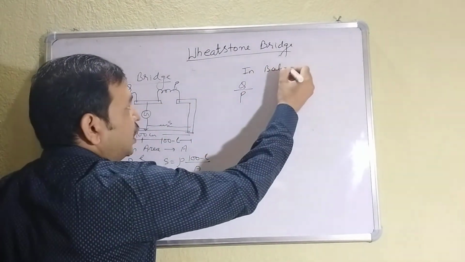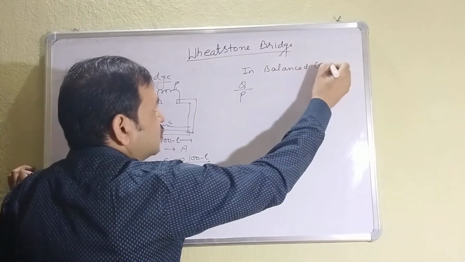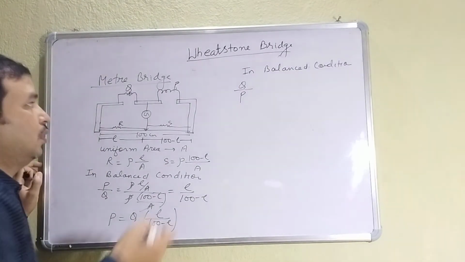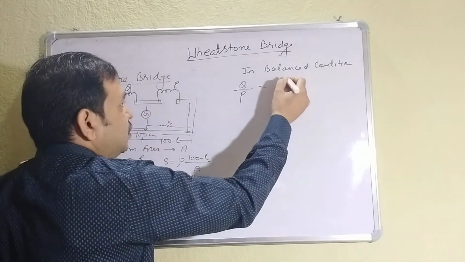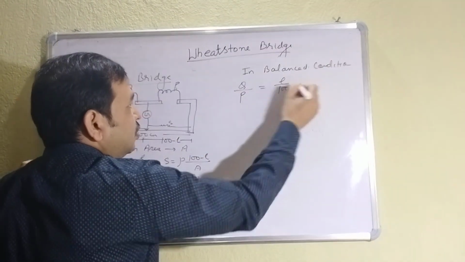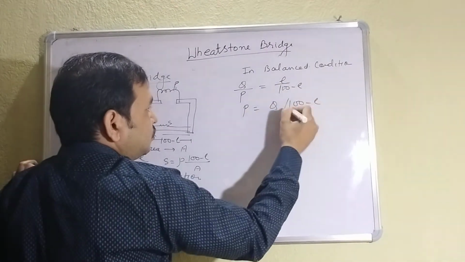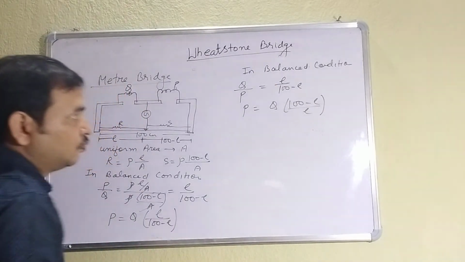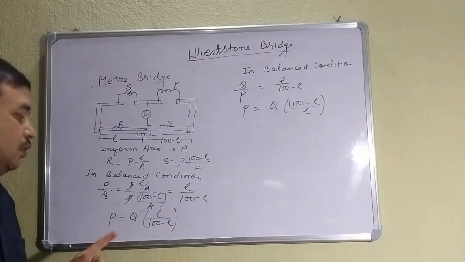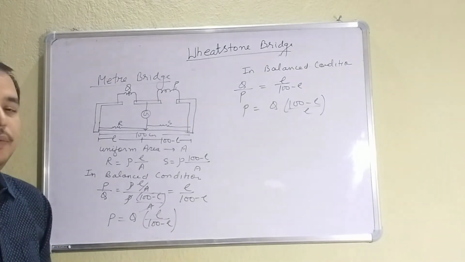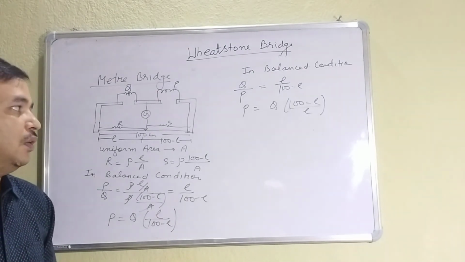Always we are talking in balance condition. If the bridge is not balanced, then we have to solve by using Kirchhoff's law. So Q by P is equal to L by 100 minus L. So you can see the formula is like this. You can compare these two formulas, how the formula changes. These two will help you in the experiment also.